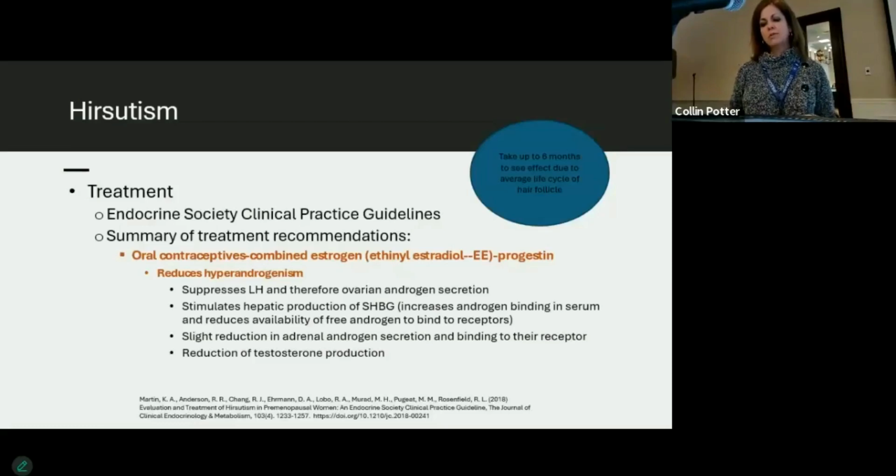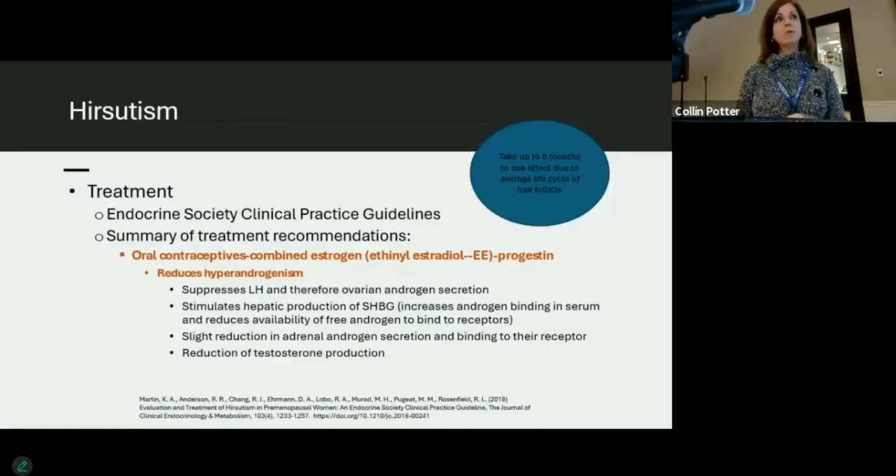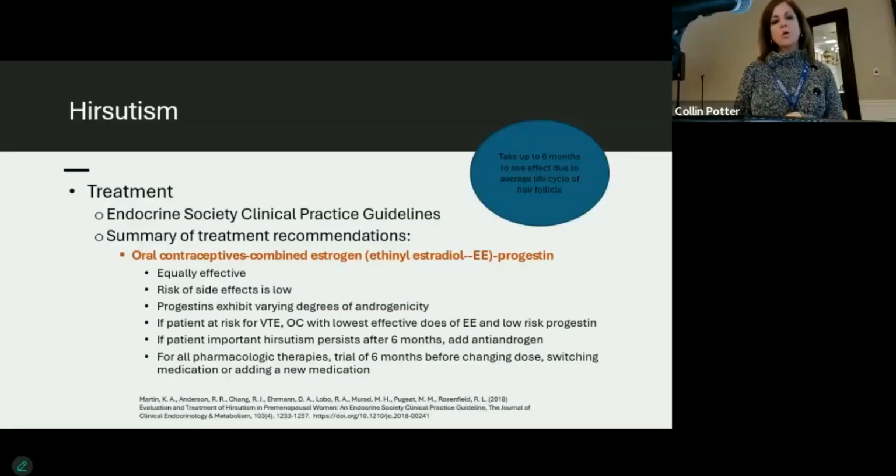Some oral contraceptives contain a progestin that's structurally related to spironolactone, which we'll talk about in a moment, so it might have some weak anti-androgenic activity associated with it. So they can be very helpful for patients. Like I said, they are equally as effective, but I do tend to veer towards lower androgenicity.